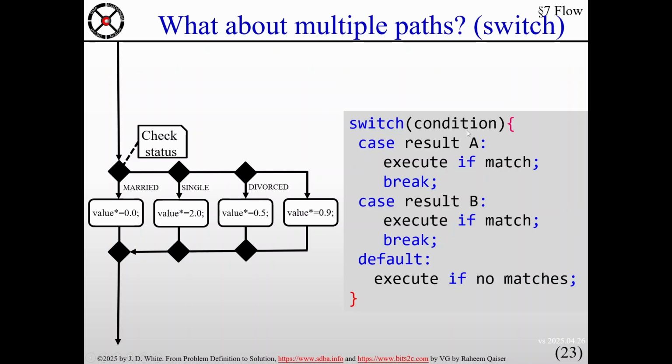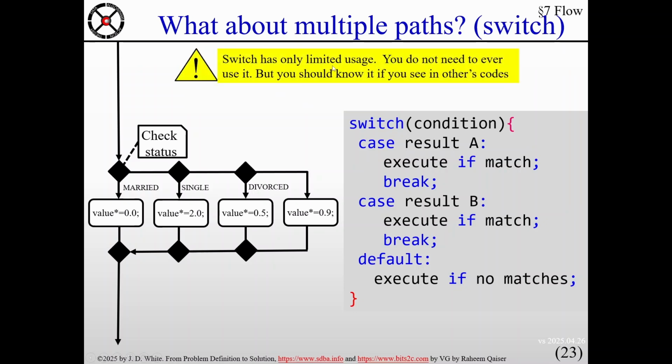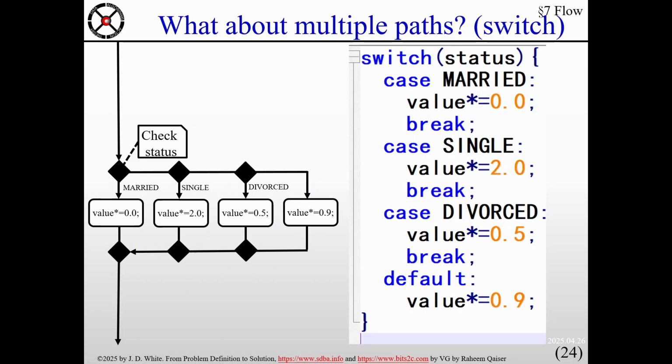This is the switch statement. So switch, and you have a condition. If the condition is result A, result B, or default. So we would check the condition with the switch. My condition is basically status. I just write status, and it asks, is status married? So it has only limited usage. You do not need to ever use it, but you should know it if you see it in others' code. Again, this is my caution. I don't expect you to use it.